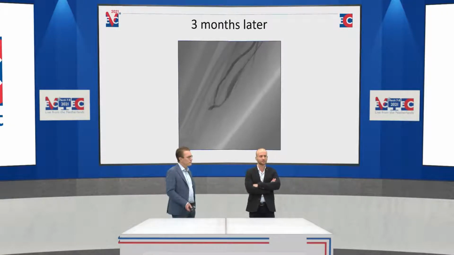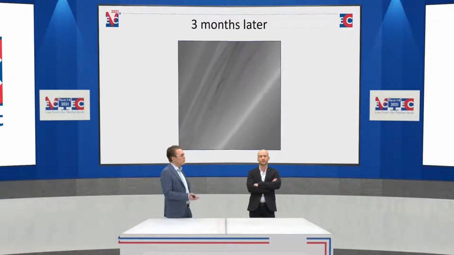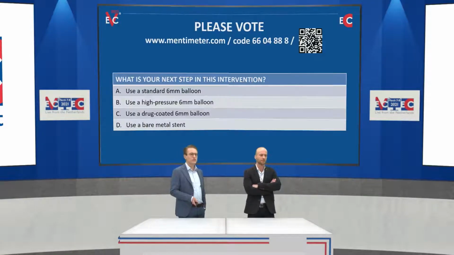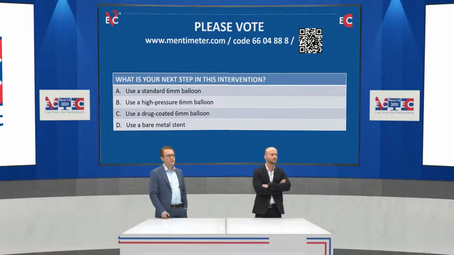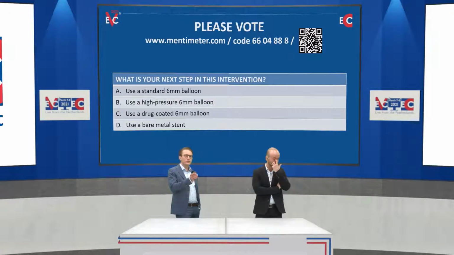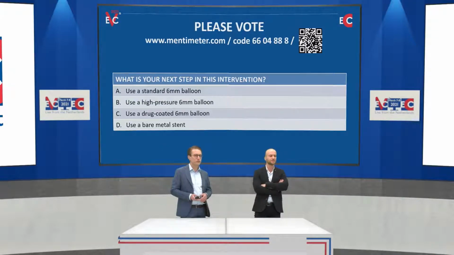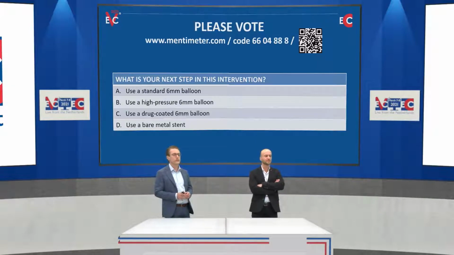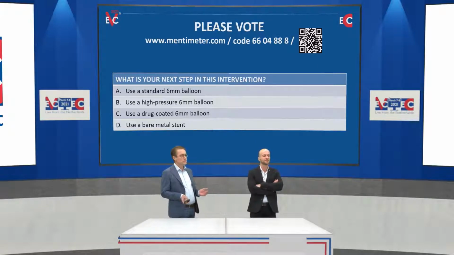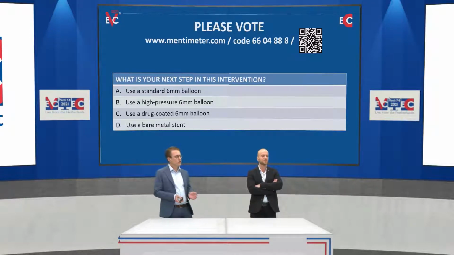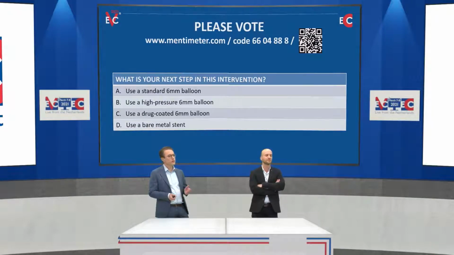I think it's more or less similar, Rutger. Do you agree? I agree, yes. So what will we do? Will we choose a similar approach, or should we do something different this time? What do you think? Please vote again. I think we should do something different now. Previously we used a 5 millimeter balloon. Should we go for the 6 millimeter, as Dr. van den Berg suggested we should have done in the first place? Should we go for high pressure ballooning, because the standard balloons don't seem to work as well? Should we use a drug-coated balloon in this case, or should we do bare metal stenting?